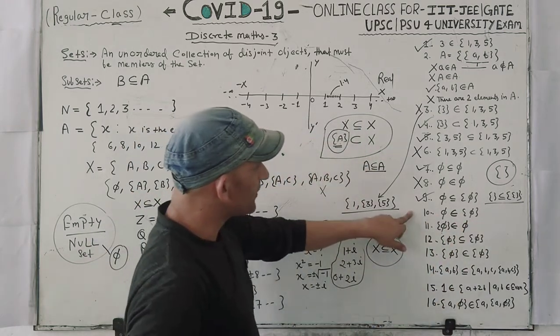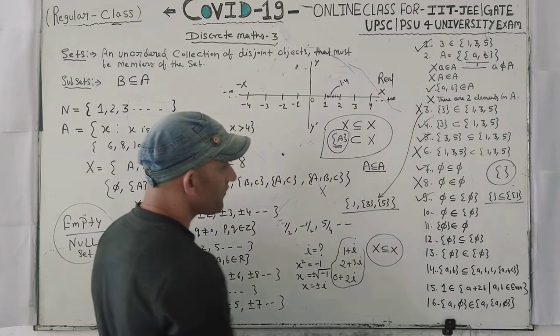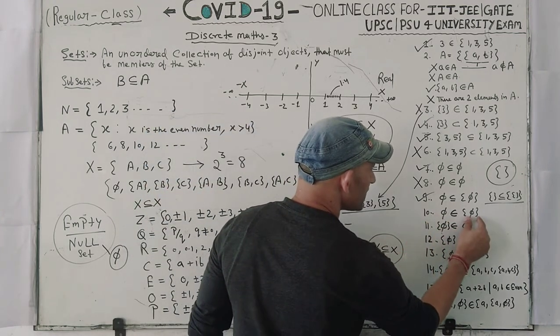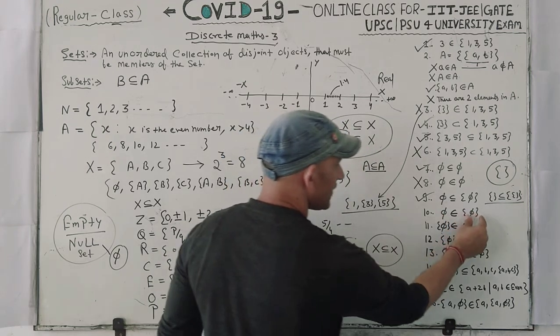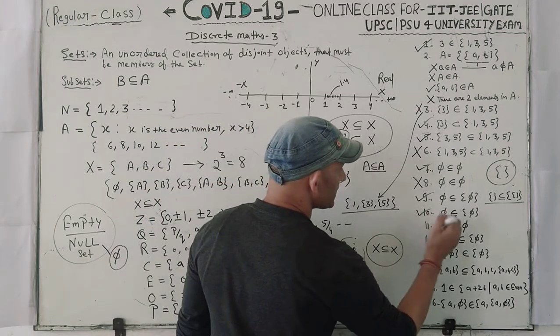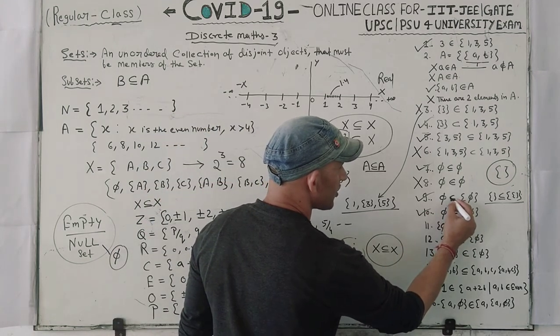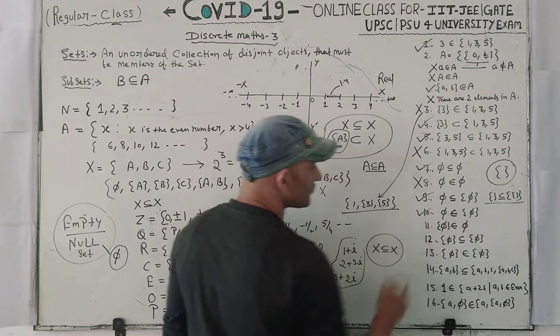Again, this is also very simple. 5 is belonging to this set. You can see that this 5 is inside this set. So it means that it is also correct. This is the symbol of subset, don't confuse, and this is the symbol of belonging to.